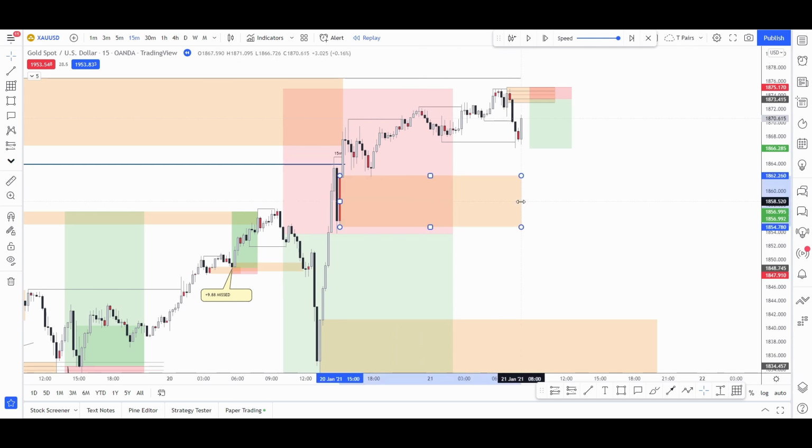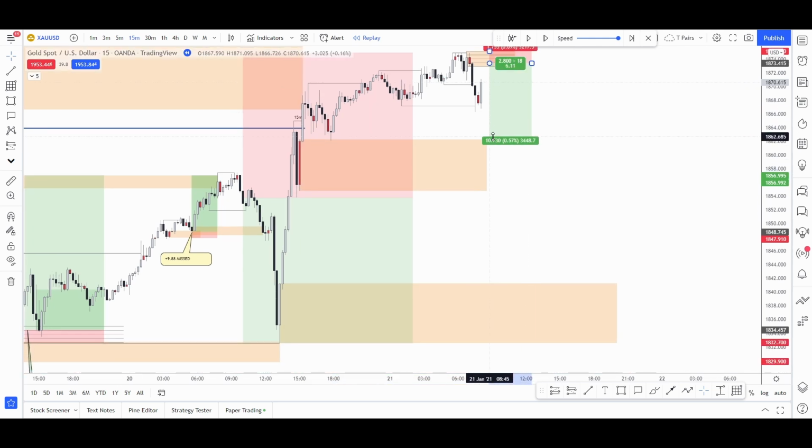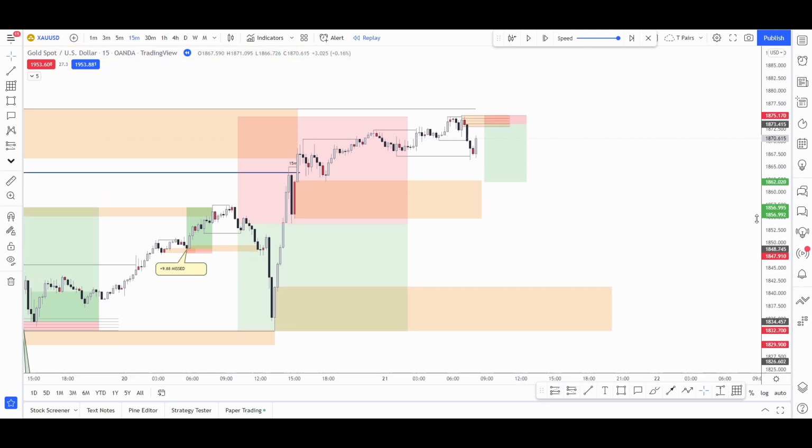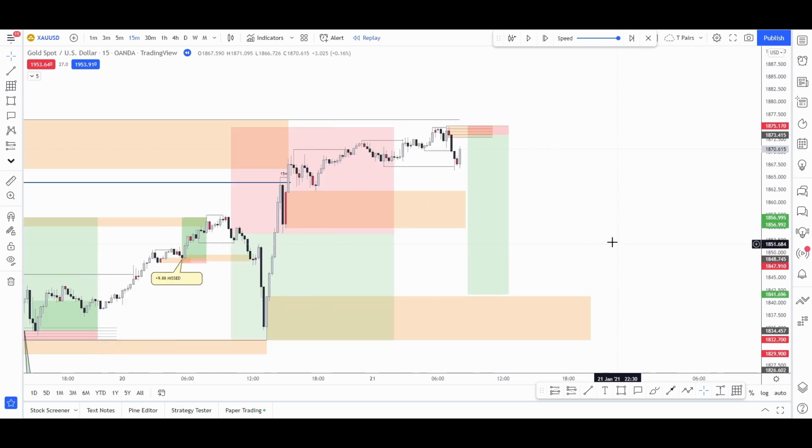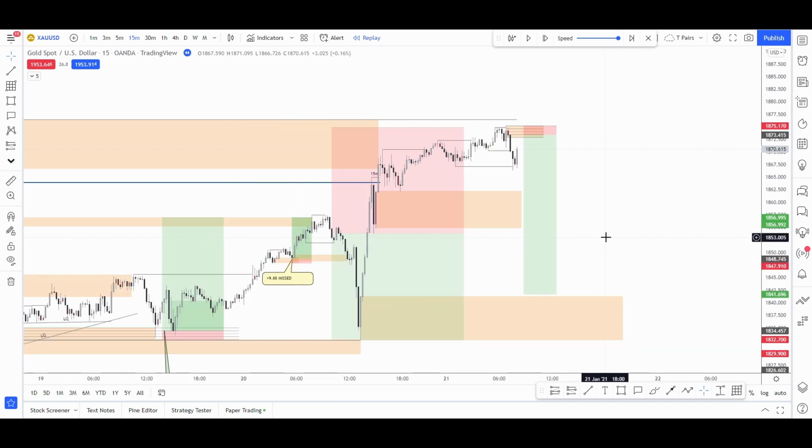Let's see realistically where there is. There was that nice sort of looking order block right here, which we could get involved with. And if price was to come down to it, that would be 1 to 6. But I do think that this looks better. That's an 18 to 1. I've just got to think about this for a second.